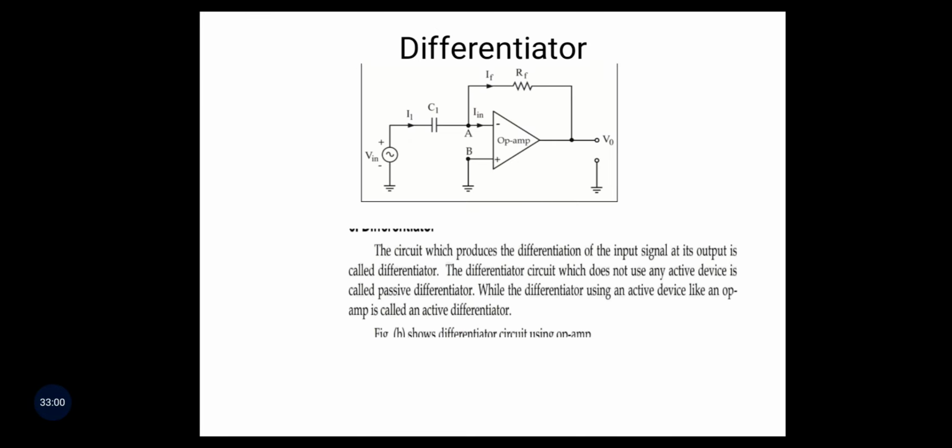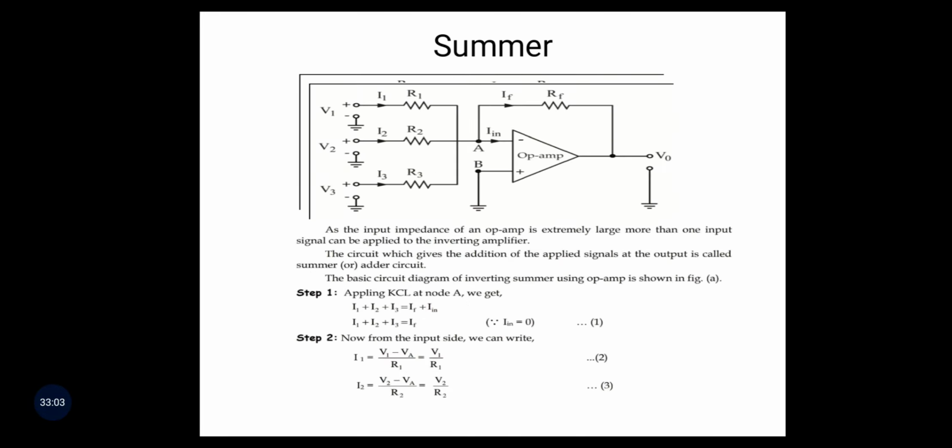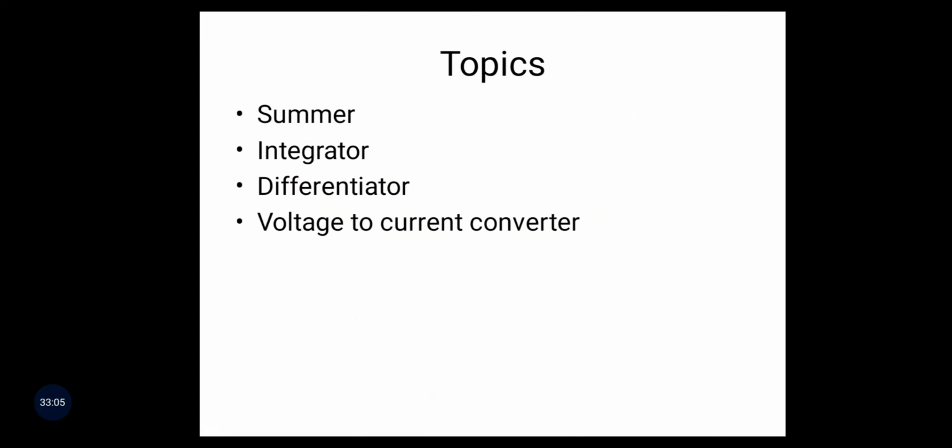Next we are discussing the summer. What is the summer output? V0 is equal to minus of V1 plus V2 plus V3. We can apply any number of voltages. If we apply two voltages, V0 is equal to minus of V1 plus V2. If we apply three voltages, V0 is equal to minus of V1 plus V2 plus V3. The output is the summation of all the input voltages.